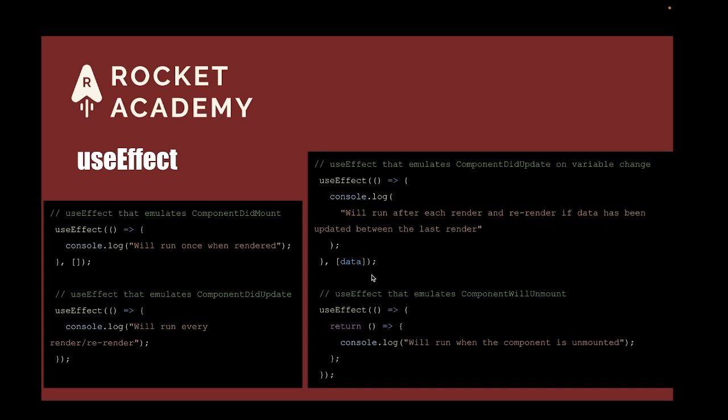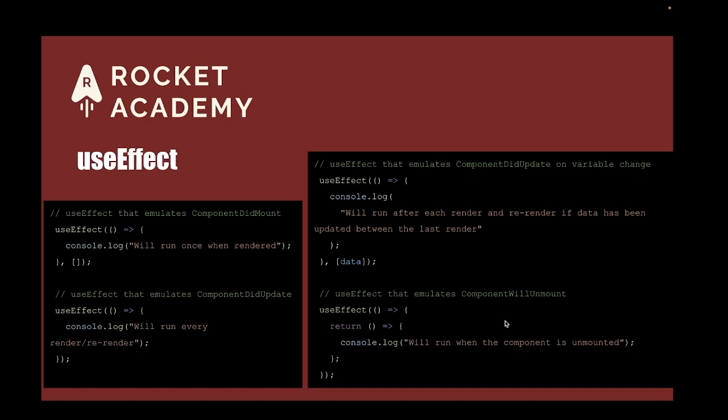As you can see, we can just put logic within the return statement that returns a function. And within this final example, we can run the console log when the component will be removed from the browser. This is when we unmount our component. This is very similar to component will unmount.